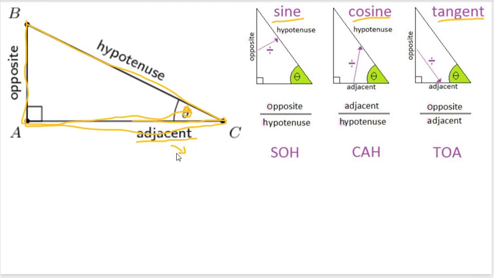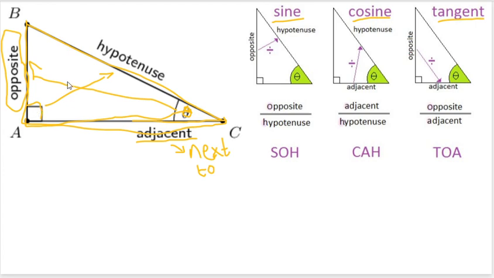Adjacent means next to. Now that line will be adjacent, or we can say our x values. The line that is opposite theta, or you can say the y value, is known as the opposite. So AB is opposite theta. Now hypotenuse is the line that is opposite the 90 degrees angle.